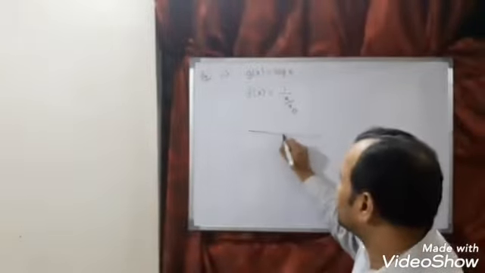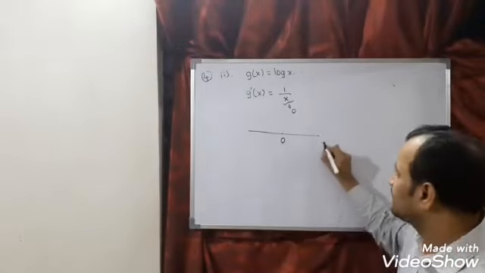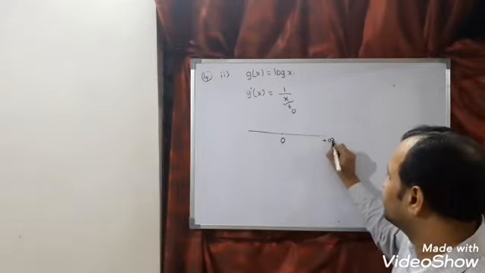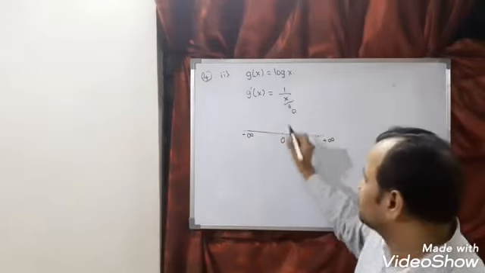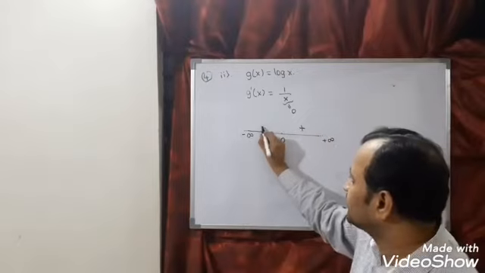So plot all the critical points on the number line. This is 0. This I can say plus infinity, and this I can say minus infinity. What is the outside sign? Plus. So plus will come here, minus will come.